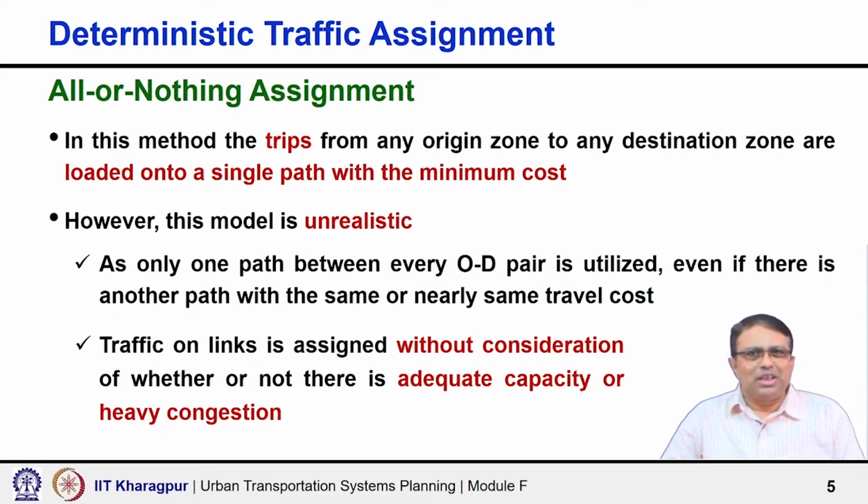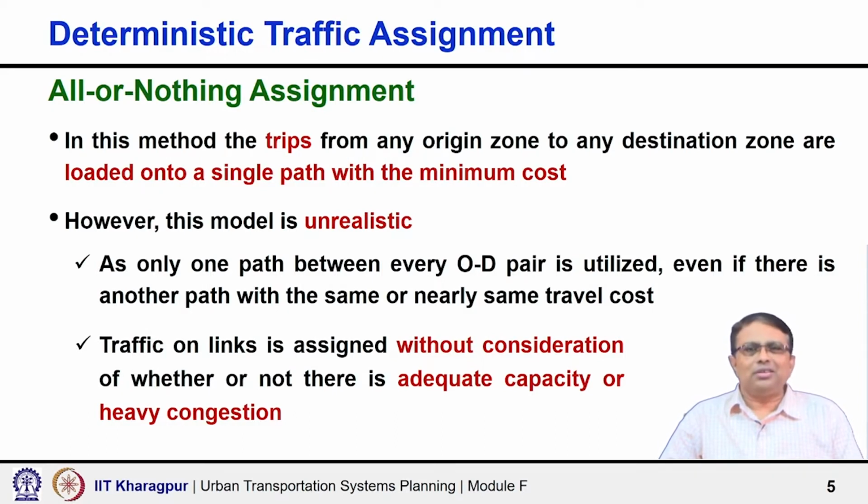If you are doing the assignment considering time as your deterrence, then it is the minimum travel time. If you take the actual operating cost, then it is the minimum operating cost. If you consider generalized cost, it could be the generalized cost. Cost is a general representation of the deterrence. However, this model is unrealistic.